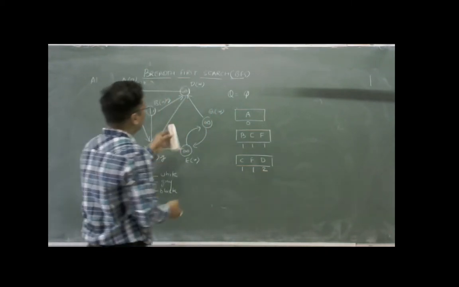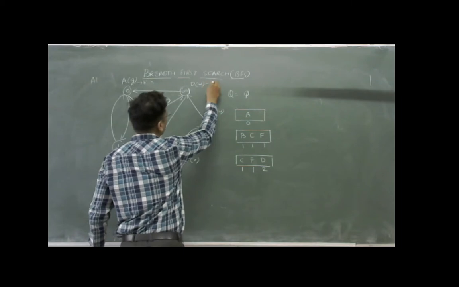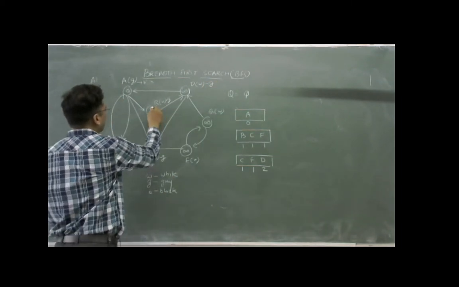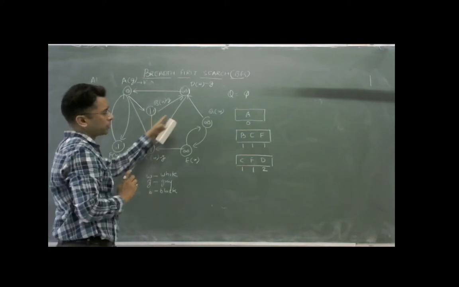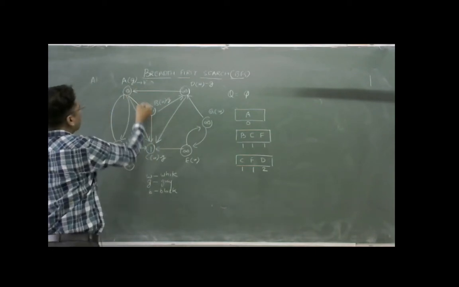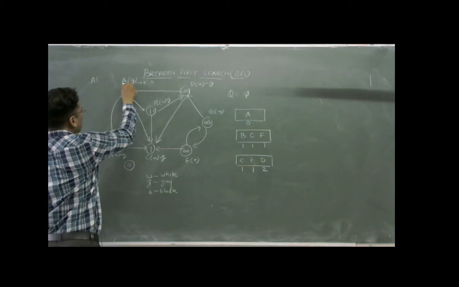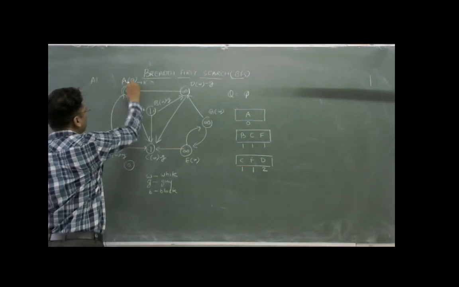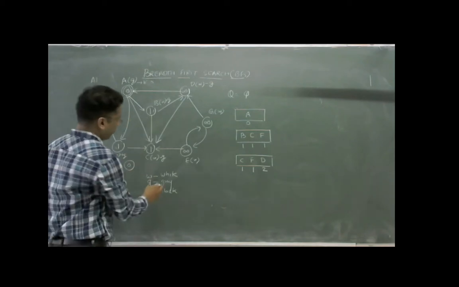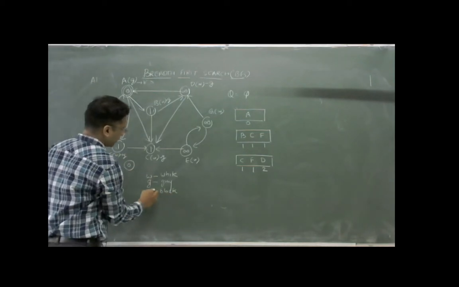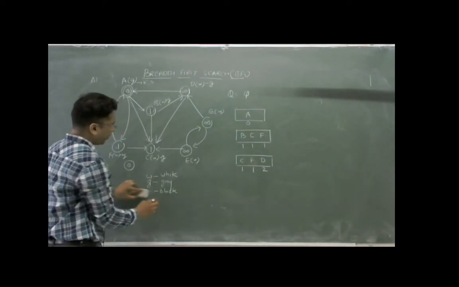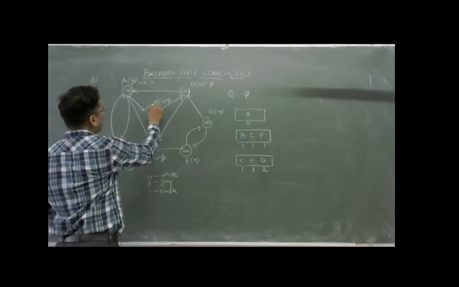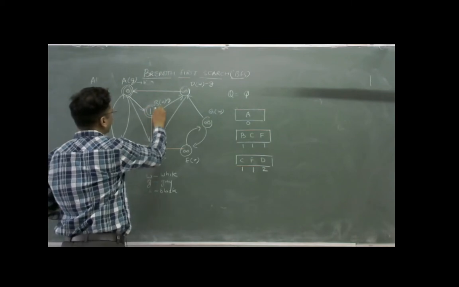Now this node will also be colored gray. The node B has been processed, so I am marking the black node like this, with a double circle. This node has been processed and colored black. The black symbol is like this, a double circle. Now B has discovered all its nodes, so it will also be colored black.